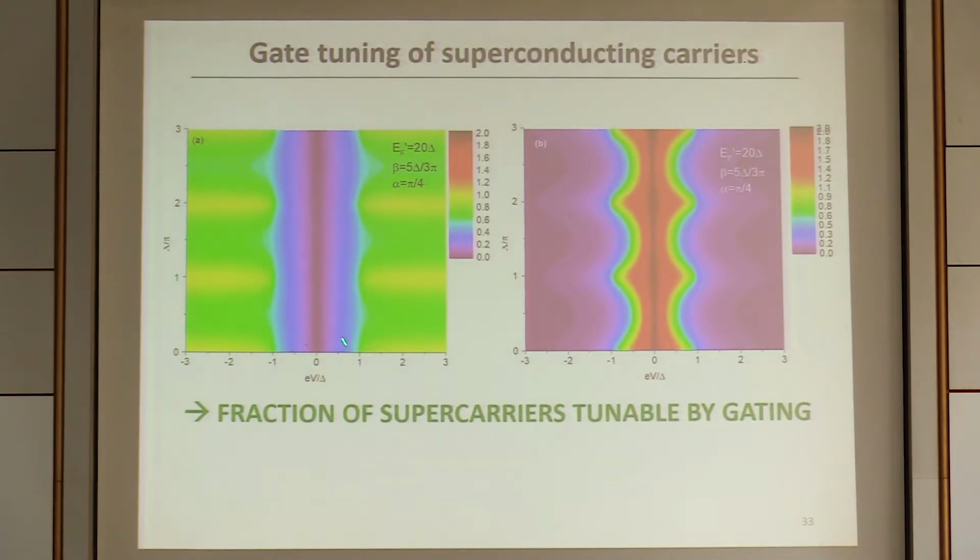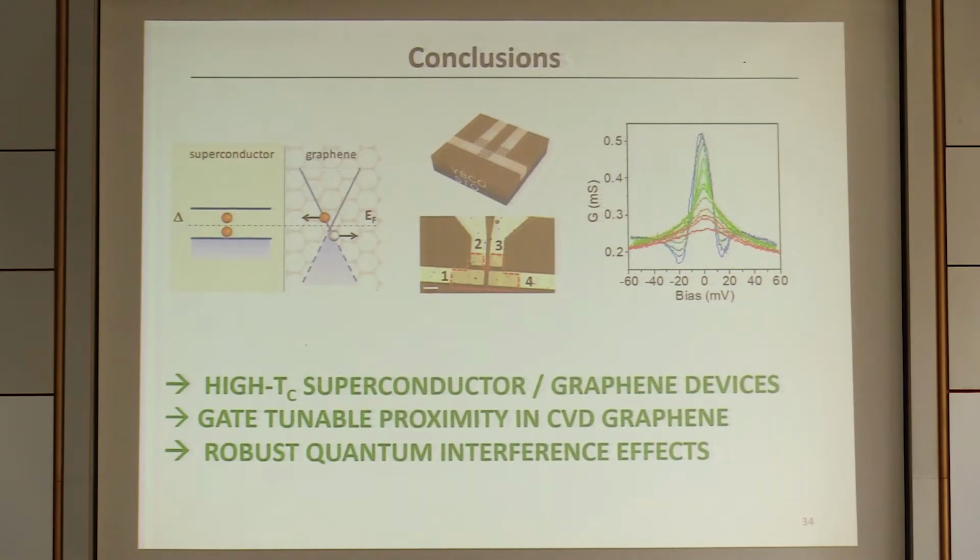But what's interesting is that if you get close to the gap edge, you can see a modulation of the fraction of current which is carried by electron hole pairs as a function of the phase or the gate voltage. So this mechanism allows you to tune the strength of the proximity effect in the graphene. Okay, so this is the intermediate conclusion I would like to, yes?